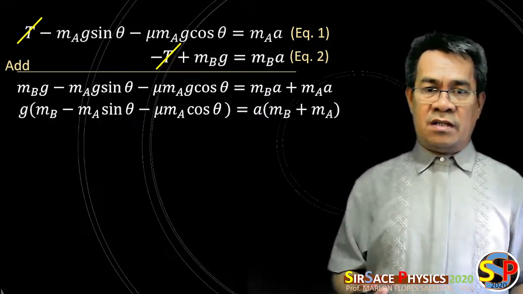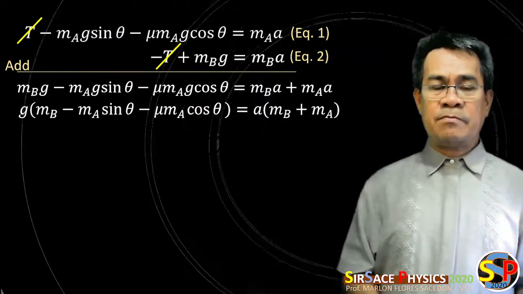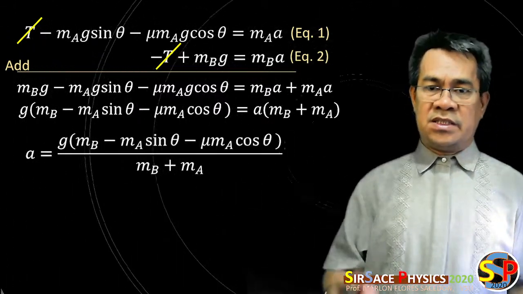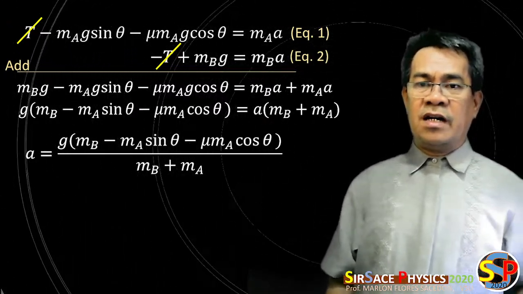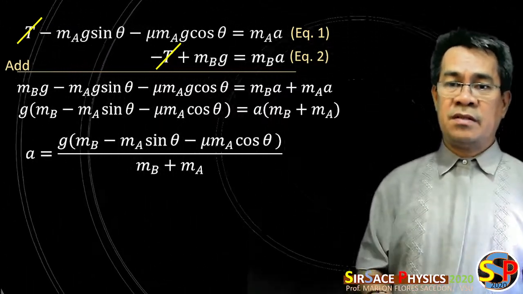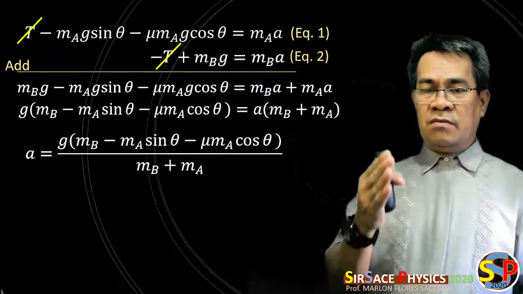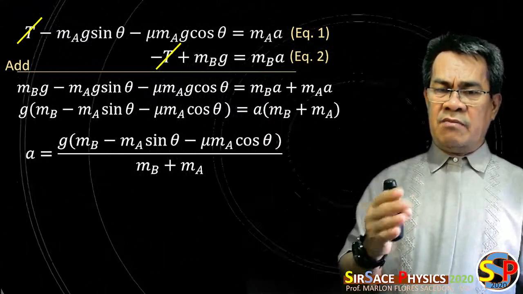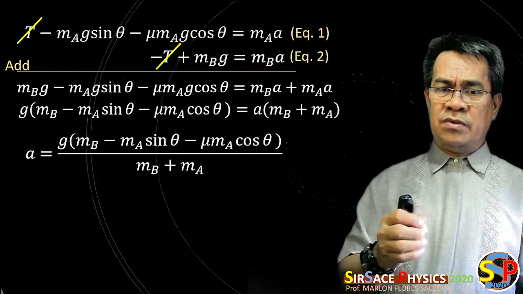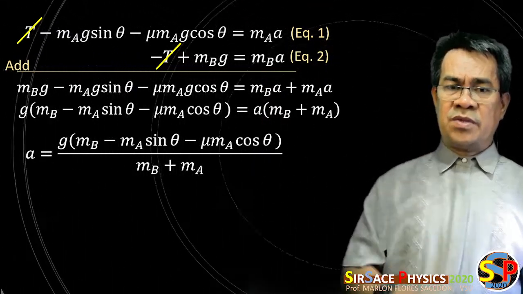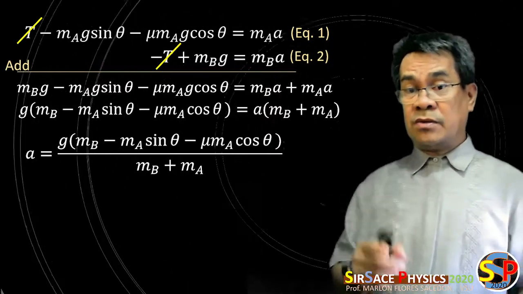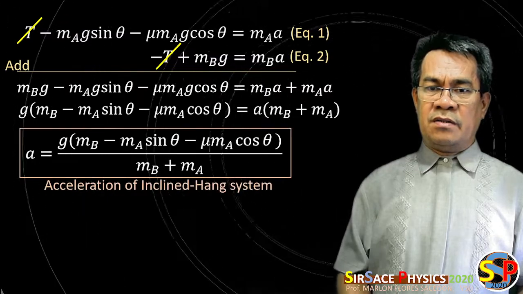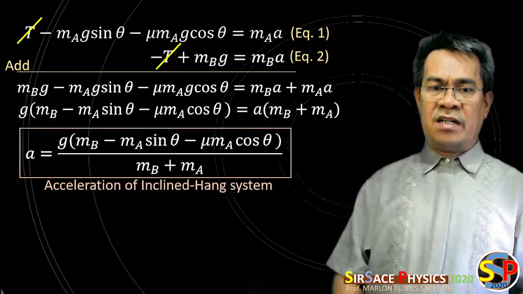So take the common factor, and after that, solve for a by dividing by mB plus mA. Then this is the acceleration of the inclined-hang system, which is equal to g multiplied by mass B minus mass A sin theta minus mu mass A times the cosine of theta, divided by the sum of the two, mA and mB. So this is called the acceleration of the inclined-hang system.